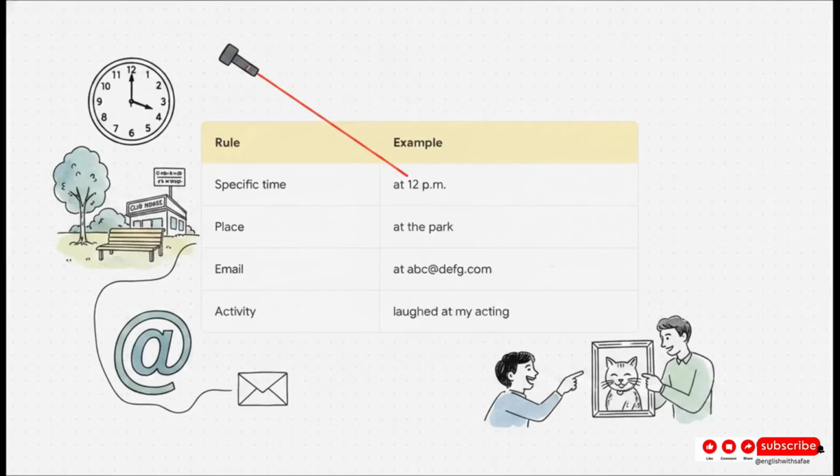That laser pointer concept is incredibly literal. You meet someone at exactly 12 p.m. or at the park. You direct emails at a specific address, literally using the @ symbol, and you even direct actions at specific things, like they laughed at my acting, or she is really good at drawing a portrait. It is all about pinpoint accuracy.